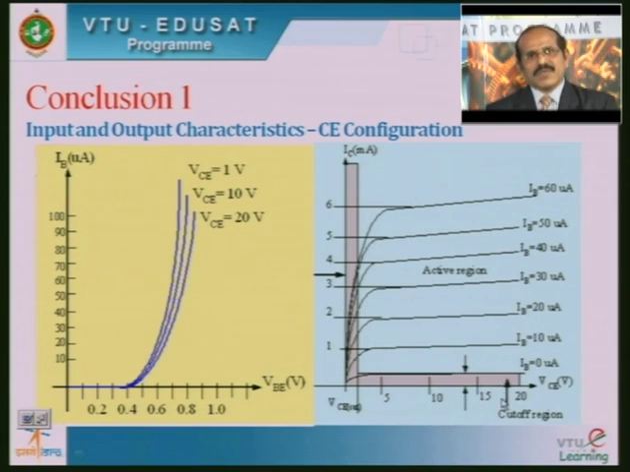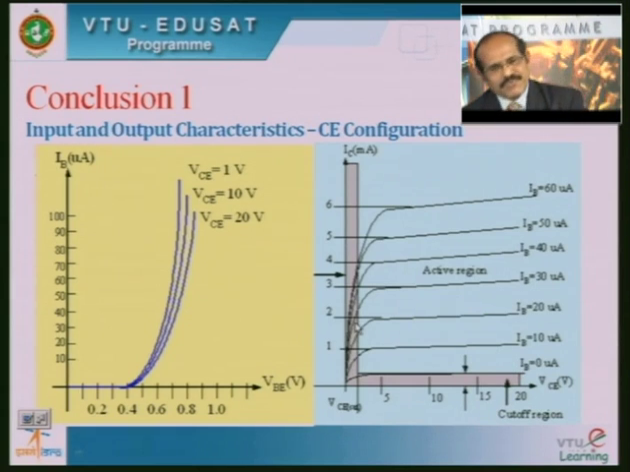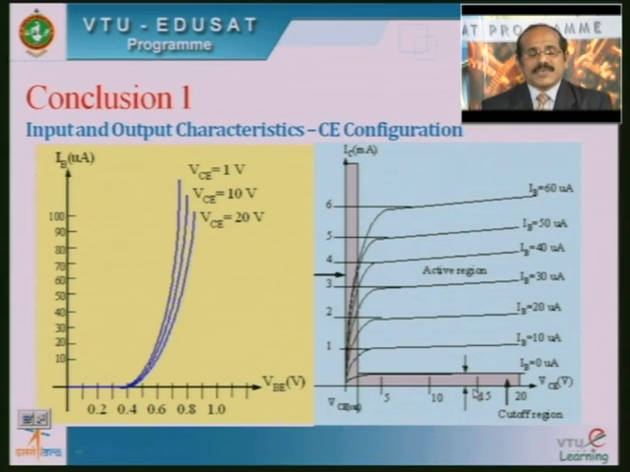One is the cutoff region, that is below the current curve IB equal to 0 microamperes, and the saturation region, that is to the left of VCE equal to 0 volts, and the one more is the active region, that is between the cutoff and saturation regions. Please note that the active region is preferred for amplification purposes, whereas the cutoff and saturation regions are preferred whenever the transistor is operated as a logic switch.